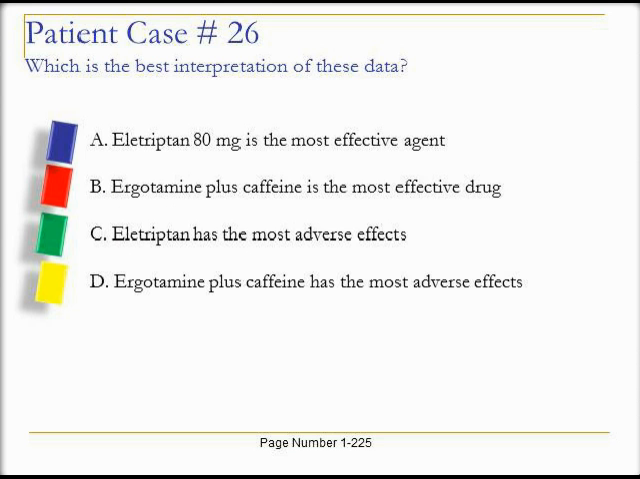So how are you going to interpret this? A, eletriptan 80 is the most effective agent. B, ergotamine plus caffeine is the most effective agent. C, eletriptan has the most adverse effects. Or D, ergotamine plus caffeine has the most adverse effects. Okay. And that's correct. Eletriptan 80 milligrams is the most effective agent.